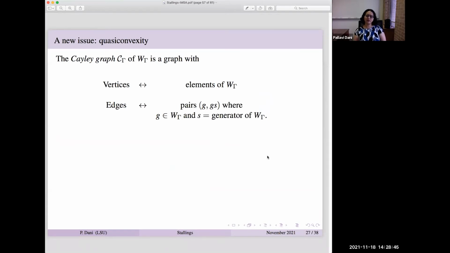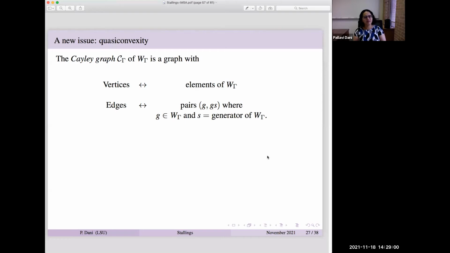Okay, so now I want to talk about a new issue, namely quasi-convexity. This is an issue that doesn't come up in the context of free groups, but is intimately related to these completions. Okay, so let me remind you of what the Cayley graph is.